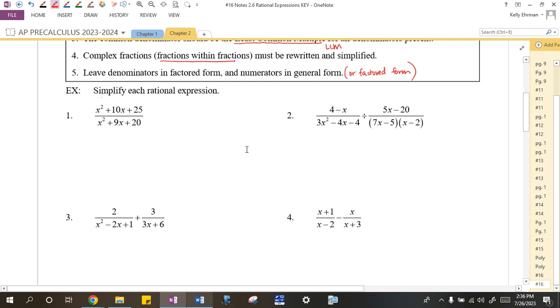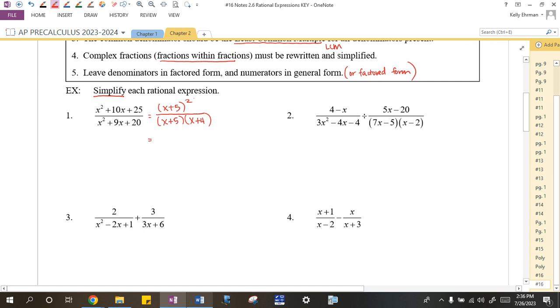All right, so simplify each rational expression. Again, we are not solving, there's no equal sign, it's just reduce this fraction as much as possible. If I gave you 18/24, hopefully you would be just itching to reduce that. So what we do is factor each part. So I can factor the trinomial in the numerator, x plus 5 times x plus 5, or x plus 5 squared. I can factor the denominator, it's x plus 5 times x plus 4.